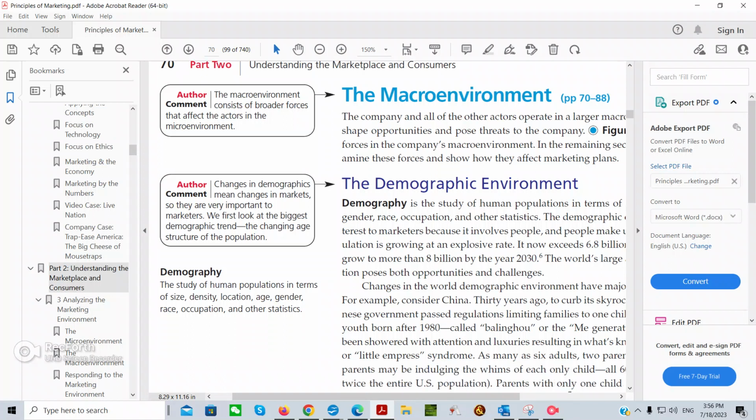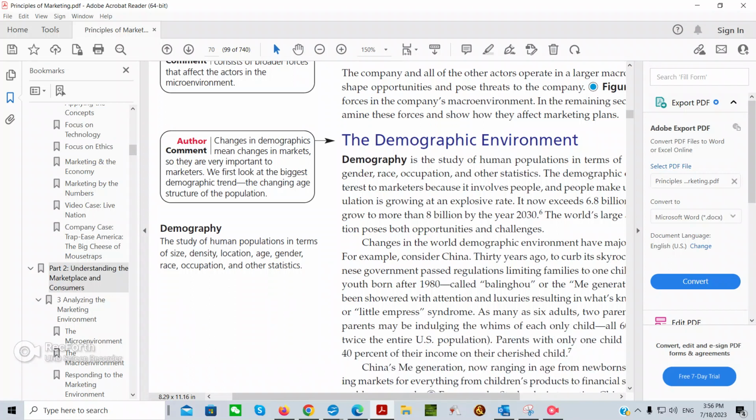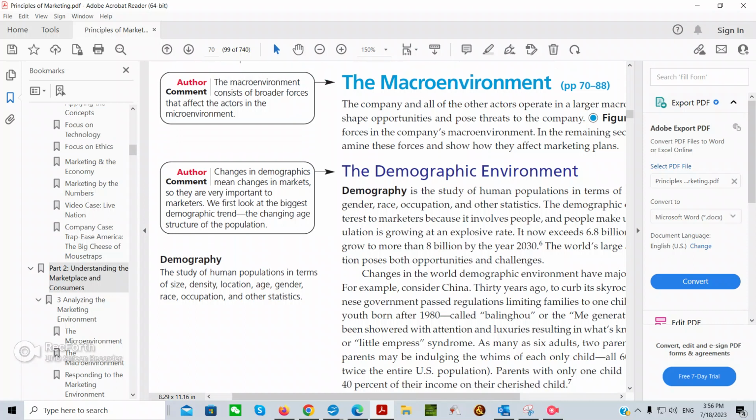Let's talk about the macro environment. This is the larger scale environment. Before we talk about that, I'd like to define a couple of terms, at least one term, which is demography. It's the study of human population in terms of size, density, location, age, gender, race, occupation, and other statistics. This is your basic information about your customer.